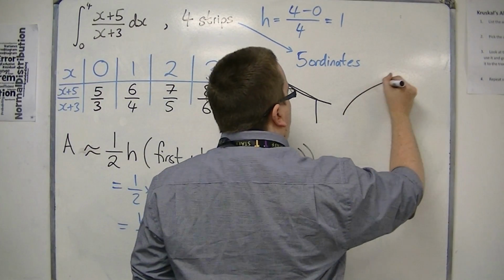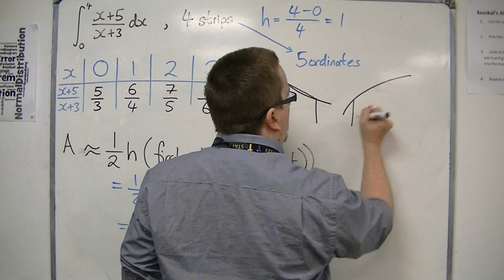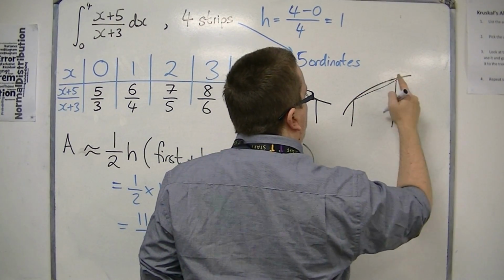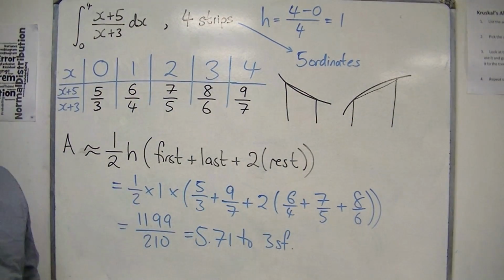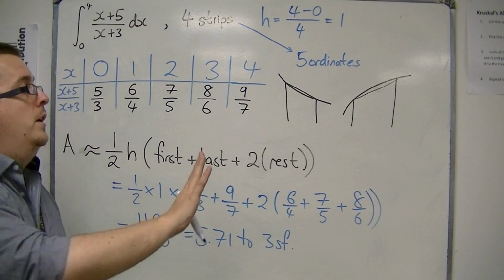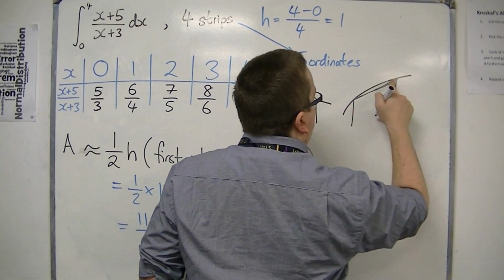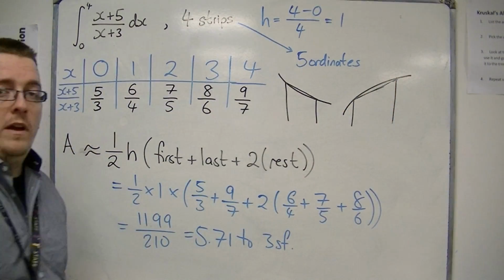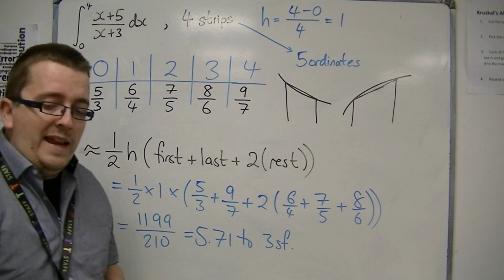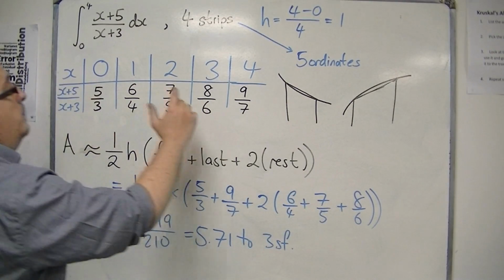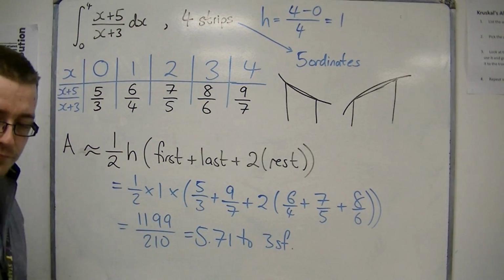If the curve was looking like this, and I draw a trapezium, then the top of the trapezium would be going underneath the curve. And so that would be an underestimate. And so we need to determine whether the curve looks like this or like this between 0 and 4.